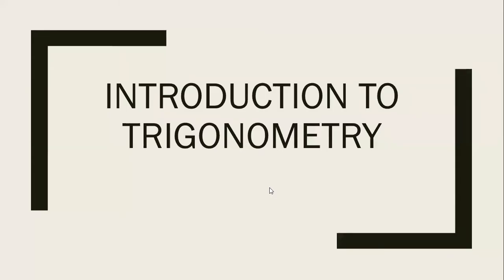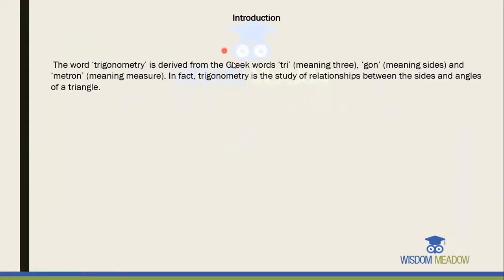So today we are going to learn one of the most important topics, that is introduction of trigonometry. The word trigonometry is derived from the Greek word which means tri, that is three, gon stands for sides, and metron stands for measure. So trigonometry as a whole is a study of relationship between the sides and angles of a triangle. The application of trigonometry is a lot.